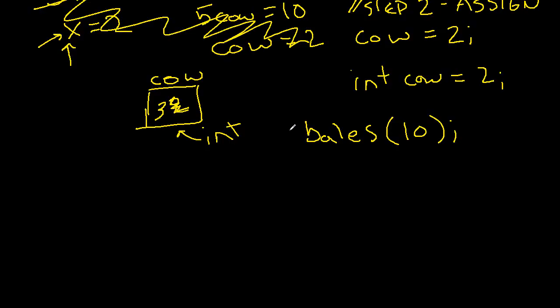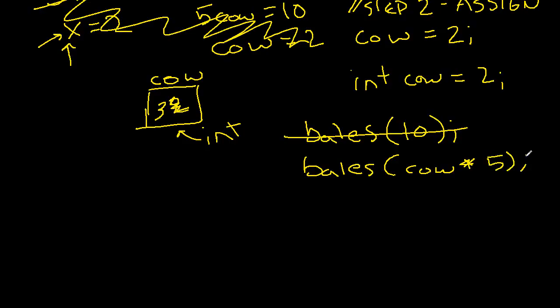But if instead of this we wrote bales cow times, this is the multiplication operator in C and most other programming languages, times 5, semicolon, then it's just going to take whatever's in the cow box. So when cow was 2, it would buy 10. It would go 2 times 5, and it would pass that 10 to our bales function, and it would be good. But then when we changed cow to 3, it's still doing cow times 5, which is 15, because now cow is 3.